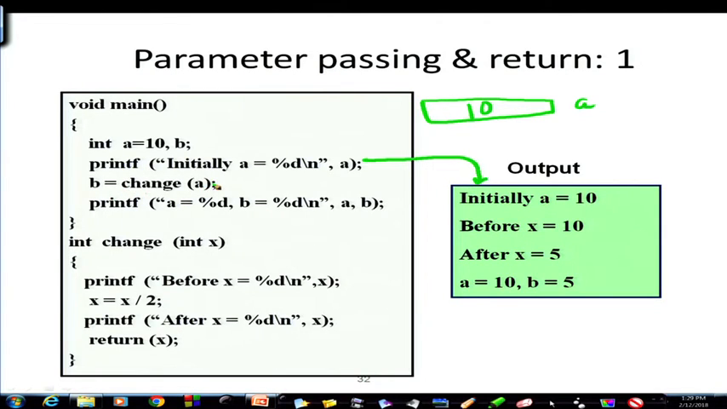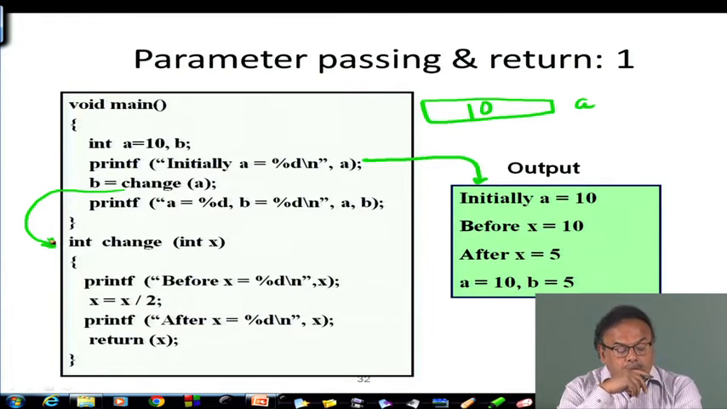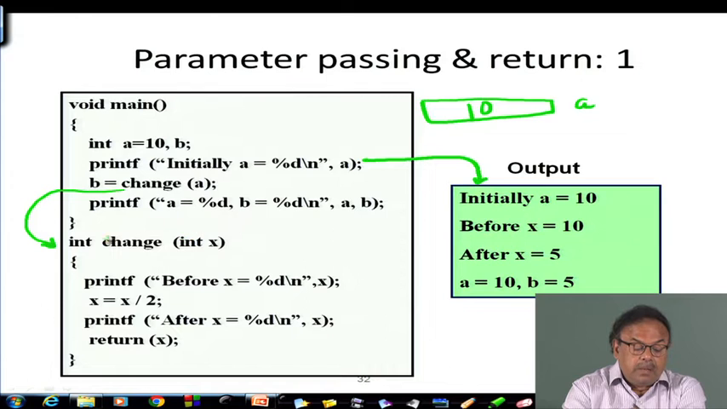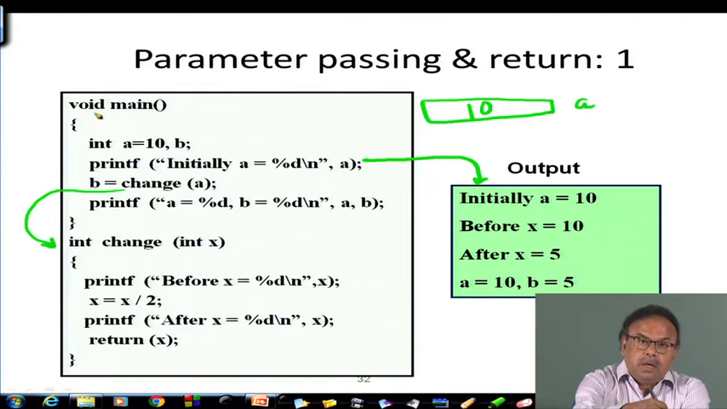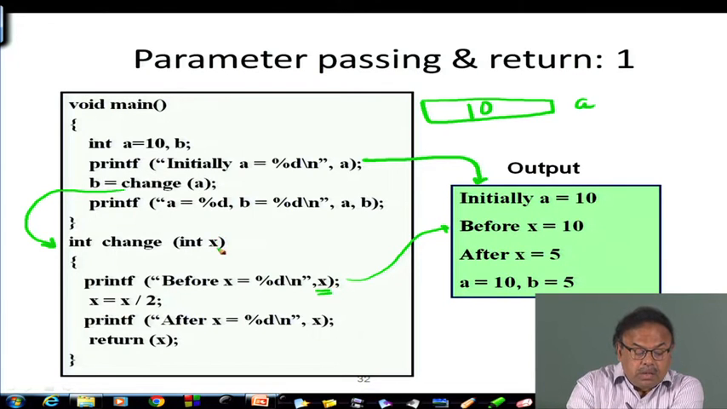Then B is being assigned change A. What is change A? Change A is a function. One mistake is here, I should have declared the change prototype here. The function prototype should have been defined earlier. Now, I come here, printf before. What does the function do? Prints before x. So, before x equals x, whatever x was, it has got the copy of that x. So, it was A, and that has been copied here for its own x.